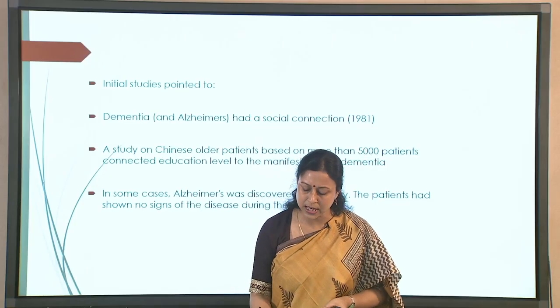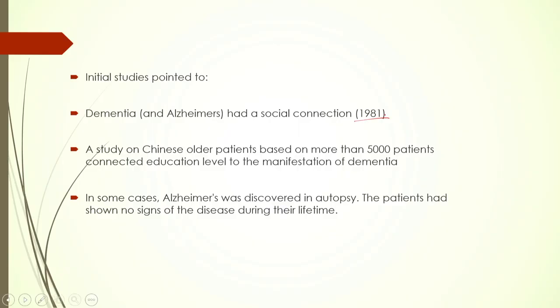One study of this type goes all the way back to 1981, when they looked at patients suffering from dementia and Alzheimer's, and they found that there possibly are some kinds of social connections to Alzheimer's and dementia. One study, particularly on Chinese older patients, based on 5,000 patients, found that education probably could be an important predictor. They connected the education level of the participants with the onset of dementia. So, the higher the education level, the lower the chances of suffering from dementia and Alzheimer's and so on.